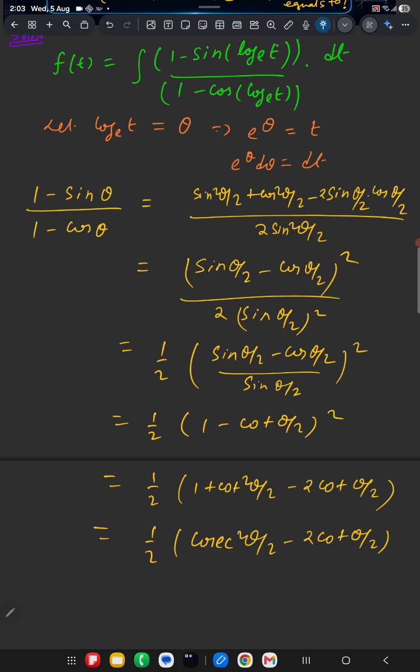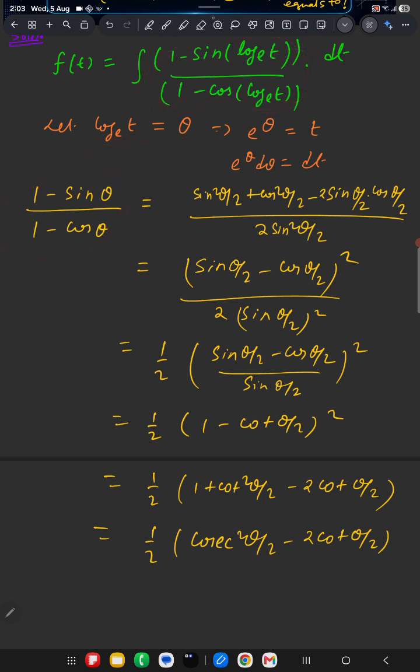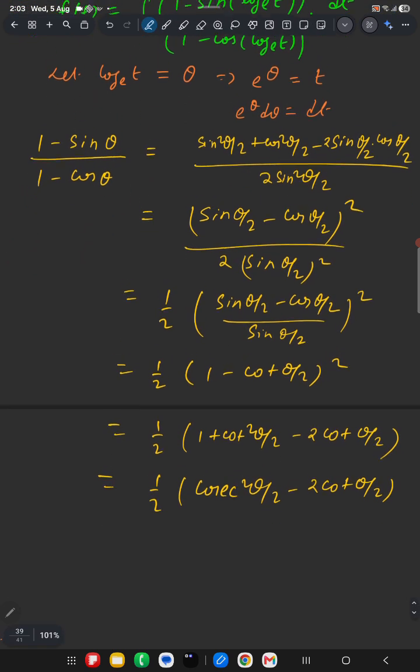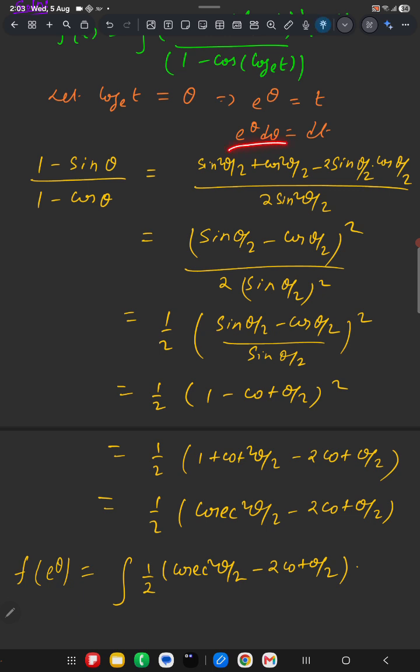What I have done is I have written this whole expression in this form by letting this, and then we are doing the simplification. Okay. So now I can write f of t, meaning e power theta, is equal to integration of this whole thing, half of (cosec square theta by 2 minus 2 cot theta by 2) into dt. It was given dt can be replaced by this, so e power theta into d theta.